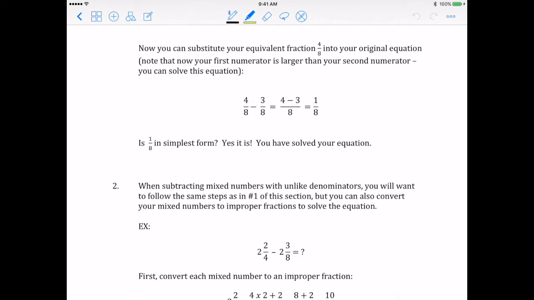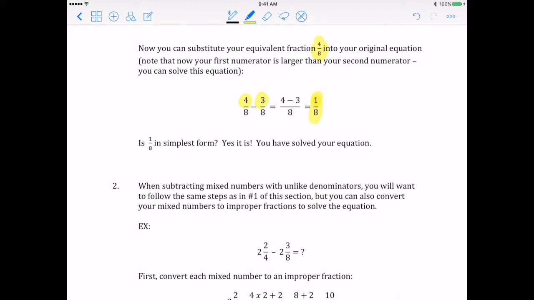Now, you can substitute your equivalent fraction, 4/8, into your original equation. Note that now your first numerator is larger than your second numerator. You can solve this equation. So you see, I have 4/8 minus 3/8. 4 minus 3 is 1. So my answer is 1/8.